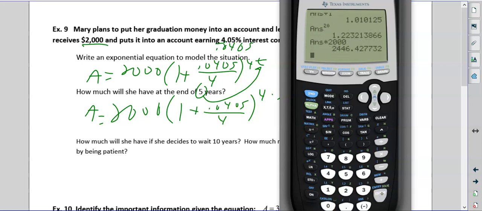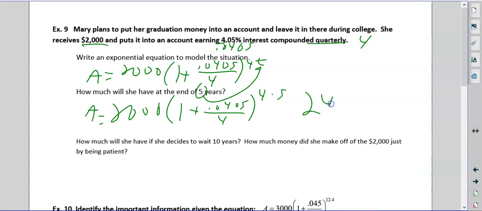24, 46, 43. The 7 rounds the 2 up. 24, 46, 43.